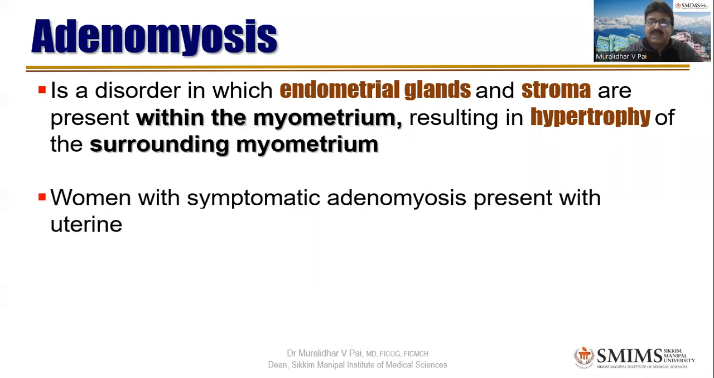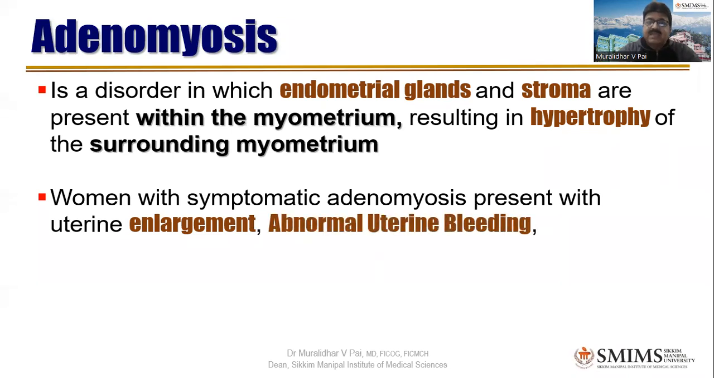Women with symptomatic adenomyosis present with uterine enlargement. Whenever we say uterus is enlarged regularly, there are three possibilities. Number one is pregnancy. How do you differentiate? It is regularly enlarged but soft uterus. The second one, regularly enlarged but firm uterus, is adenomyosis. Number three, regularly enlarged hard uterus is endometrial cancer. Fibroid is also an enlarged uterus, but typically irregularly enlarged. So apart from enlargement, the other main problem with adenomyosis is abnormal uterine bleeding. And then, of course, the painful menses.